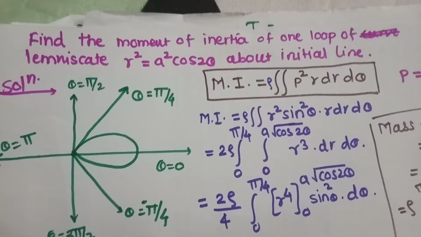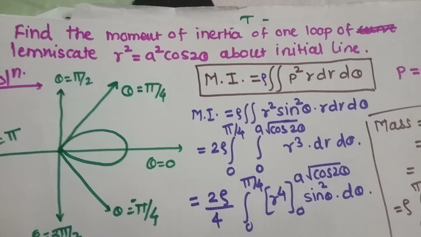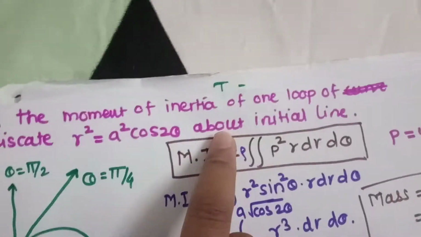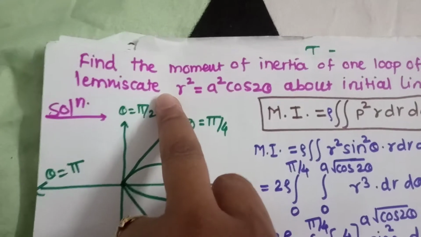Hello students, today we are going to discuss one example on moment of inertia. The example is: find the moment of inertia of one loop of the lemniscate.